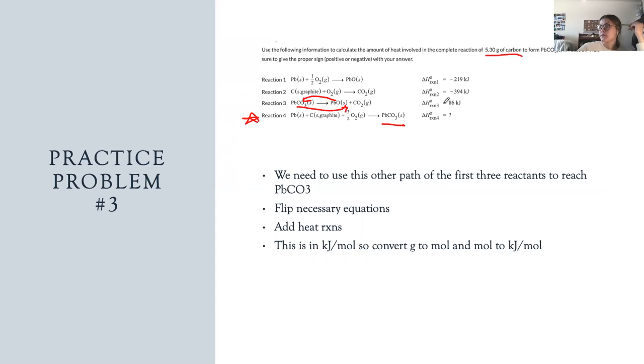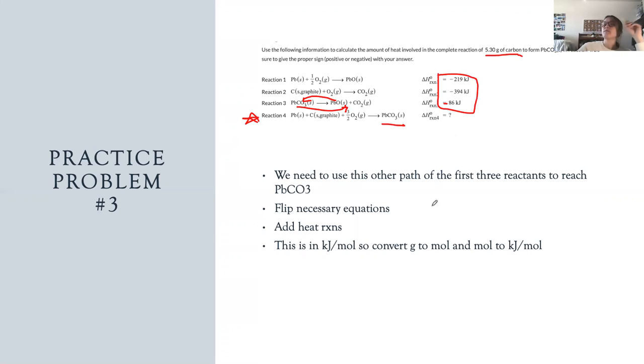And in doing so, we always need to flip the sign. So 86 becomes negative 86. Let's go through our chain of events again. In reaction 1, we form this PbO. In reaction 2, we form this CO2. And in reaction 3, we use what we formed in the first 2 reactions, PbO and CO2, to form PbCO3. That checks out because it gives us the same net result as reaction 4. Now that we have all of our correct signs, all we need to do is add these up, and we're going to get the change in heat of reaction 4.